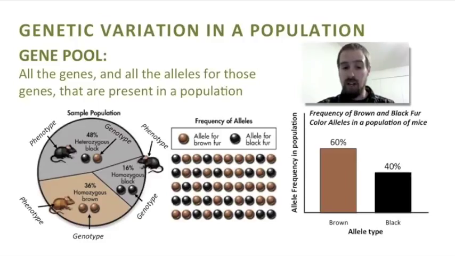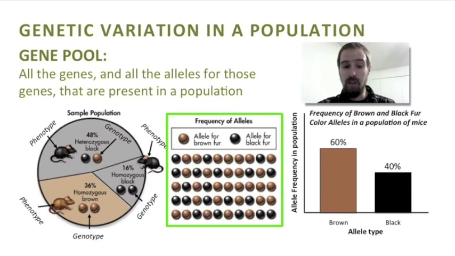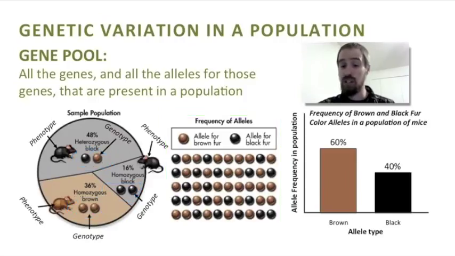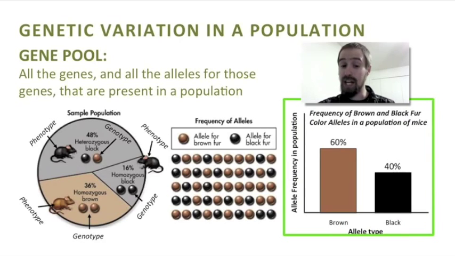If we consider only this one trait, and this one gene out of the many thousands of genes possessed by these mice, then their gene pool would look like this. Since each mouse has two fur color alleles, and since the population contains 25 mice, that means we have 50 total alleles in this gene pool. 30 of them are brown, and 20 are black. That's 60% brown alleles and 40% black alleles.